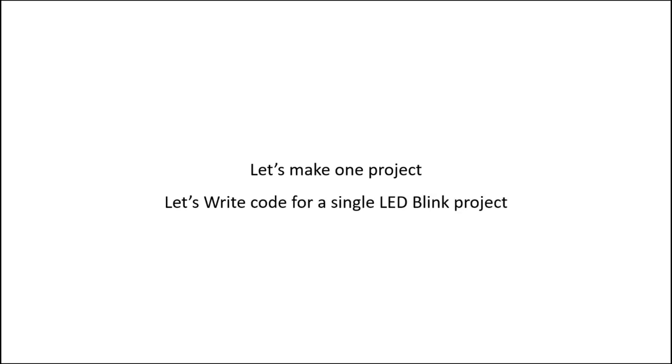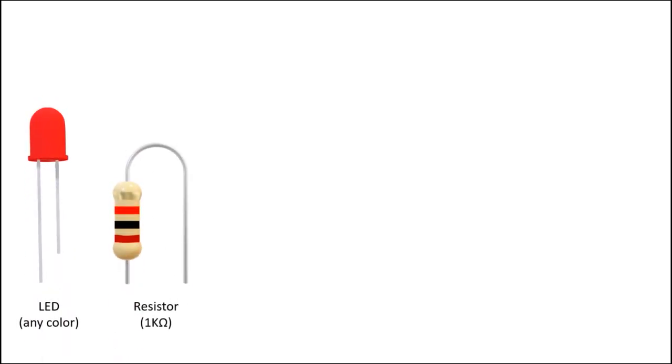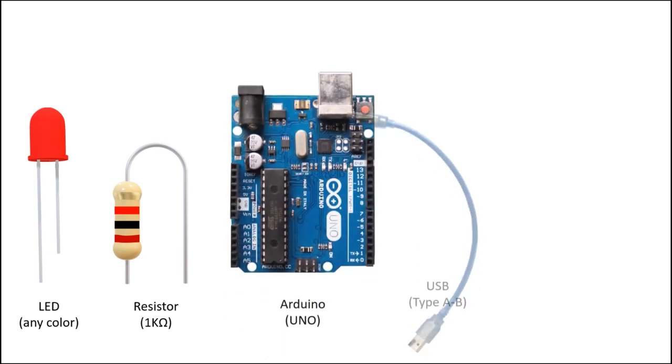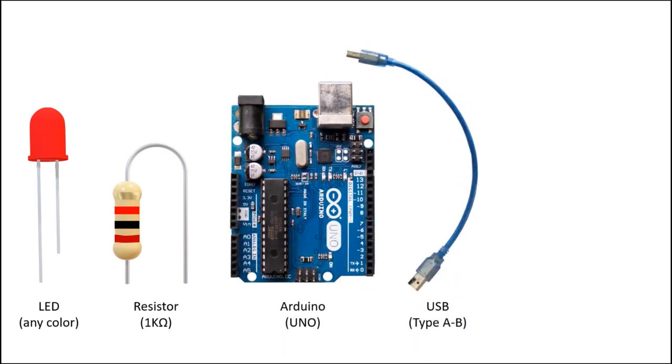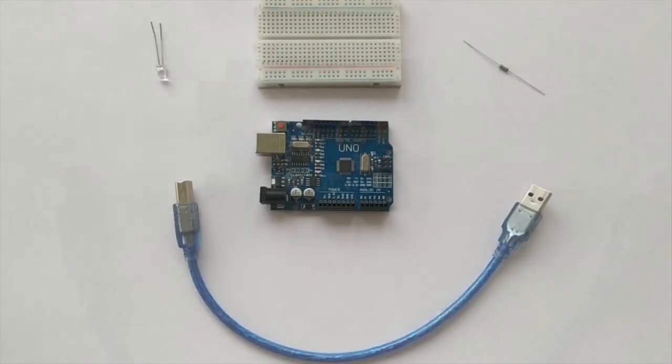Let's make one project. Let's write a code for a single LED blink project. And for making this, we need an LED, 1K resistor, Arduino Uno with A to B cable, a breadboard. Let's start making this project.